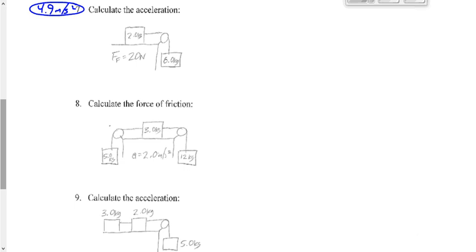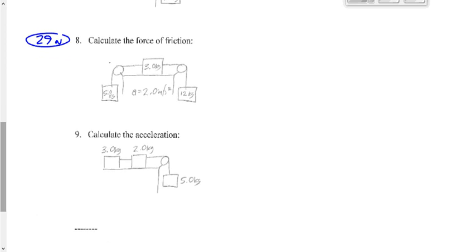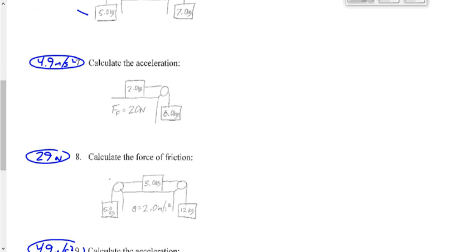8, we got 29 newtons. 2 significant figures. And question number 9, we got 4.9 meters per second squared. Once again, 2 significant figures. Let's take a look at questions 7 and 8 then. We want to find the acceleration in question 7, and we want to find the force of friction in question 8.